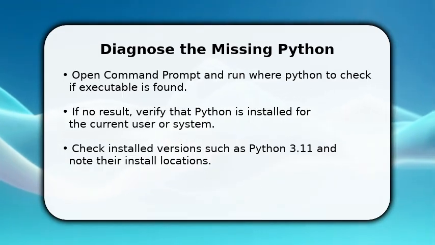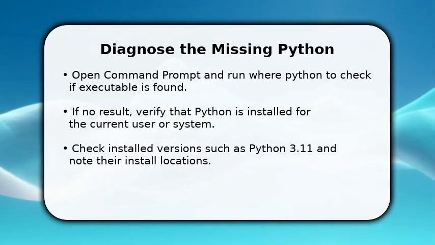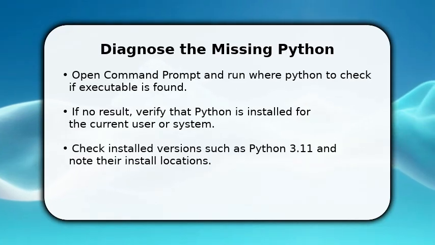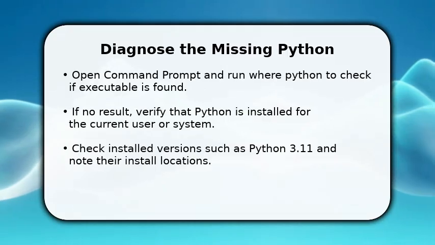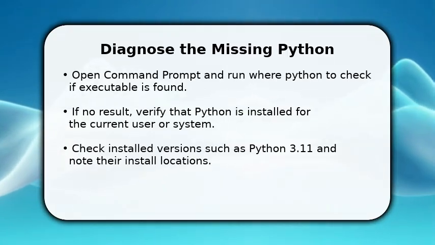Check Add or Remove Programs to confirm Python installation and version. Look for specific entries such as Python 3.11 or Python 3.10 in the list. Note the install folder path shown by the installer or the registry.